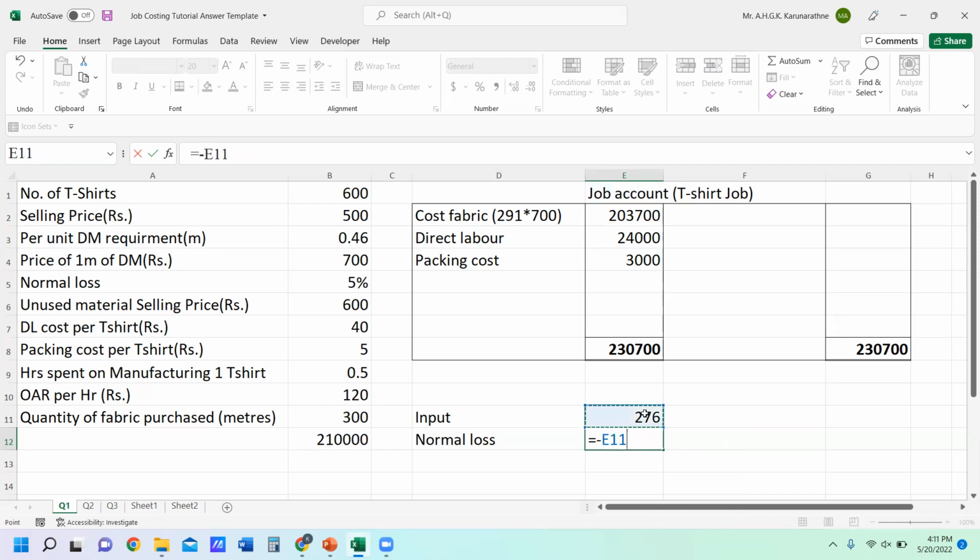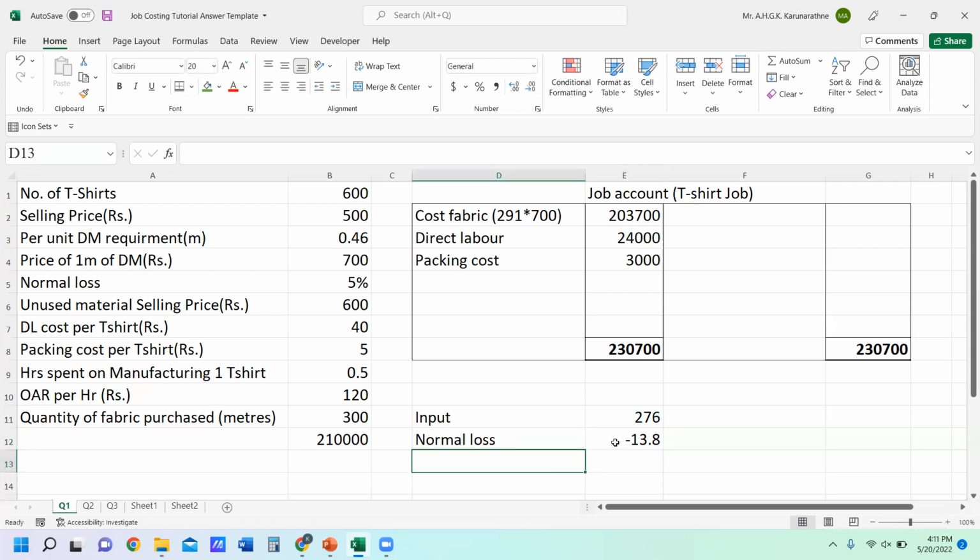Minus, multiplied by 0.05. So this much of normal loss will be there. So accordingly, the actual quantity would definitely be less than this.